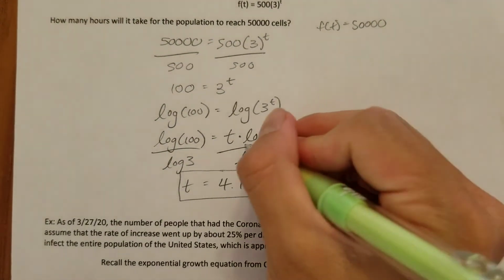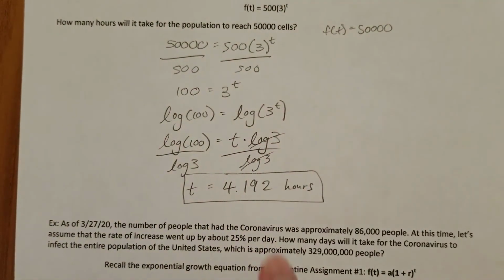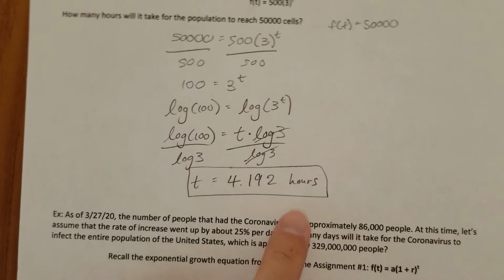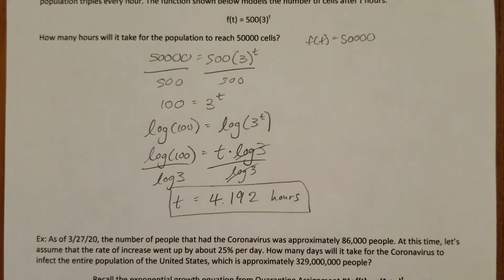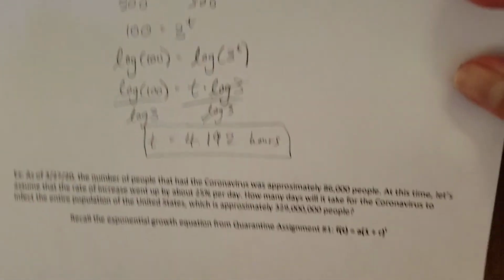And that's pretty much it for how many hours it would take for the population to reach 50,000 cells. Okay. All right.